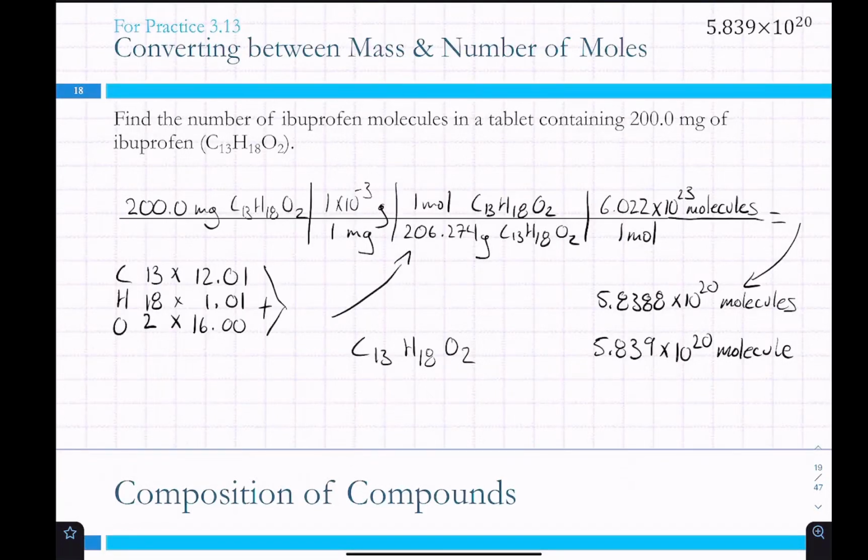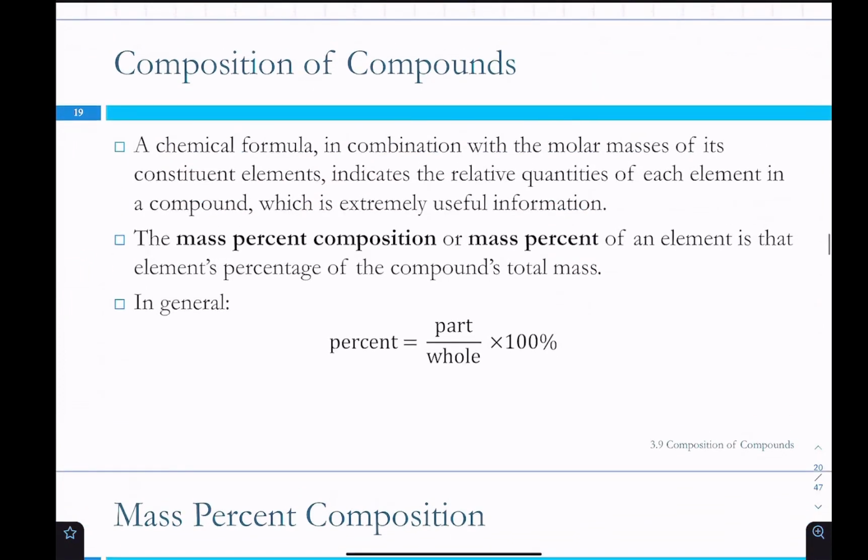composition of a compound rather than to use its molar mass, because sometimes you might not know what the whole compound is. So we can use, I guess this kind of goes a few different ways, but we can use the chemical formula in combination with molar masses of its constituent elements to indicate the relative quantities of each element in a compound, which again is extremely useful information. And so this is the mass percent composition, and we'll walk through how to calculate that as well.